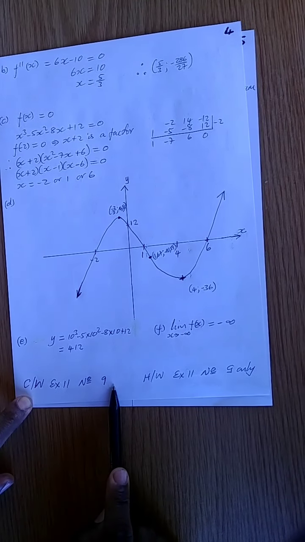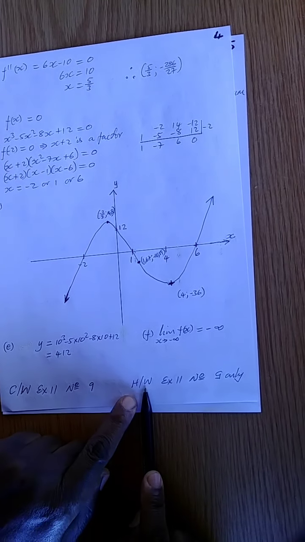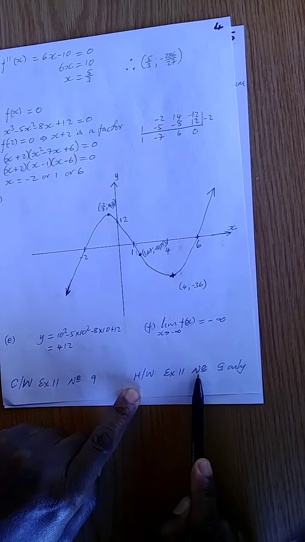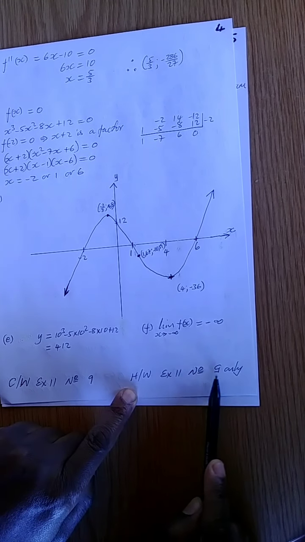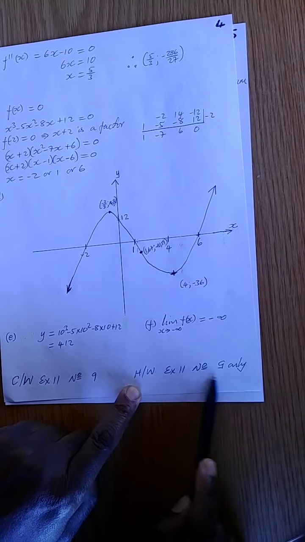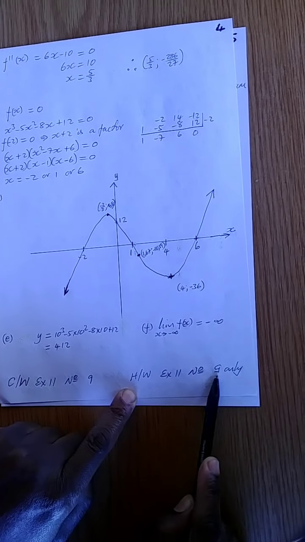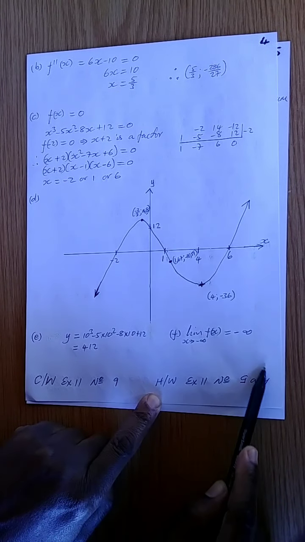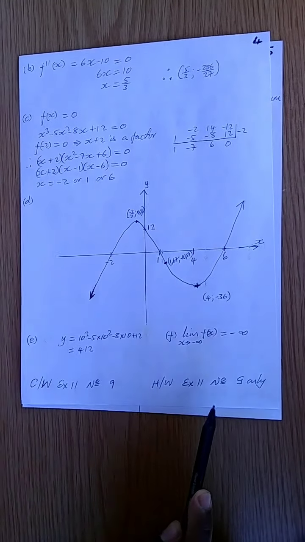And here is our classwork. Exercise 11, number 9 only. And homework, exercise 11, you do number G only. Remember, this is where you are answering questions from 1 to 9. But then we are doing G only. I thank you.